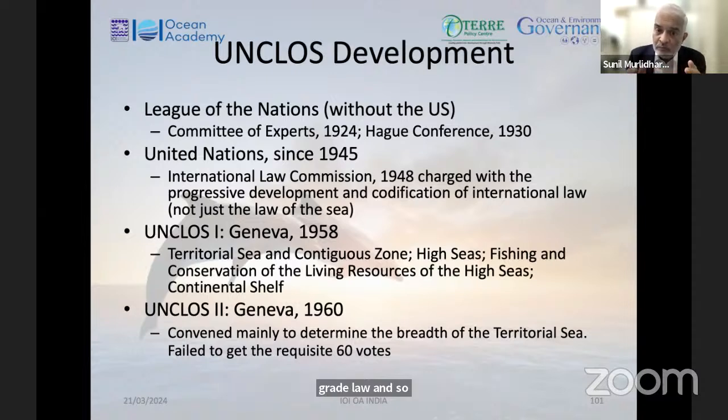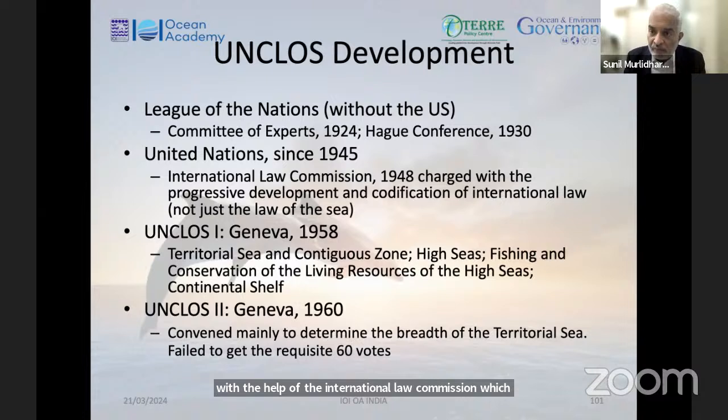So all of those: development and codification. Development means creating the law, and codification means writing it down in a form of some kind of a written document. So that's what started in 1948, with the help of the International Law Commission, which is still a very prestigious and a very active body. In fact, it is currently headed by two women, one of whom is a very close friend of mine from Turkey, Nilufer Oral. So the two of them currently head the International Law Commission.